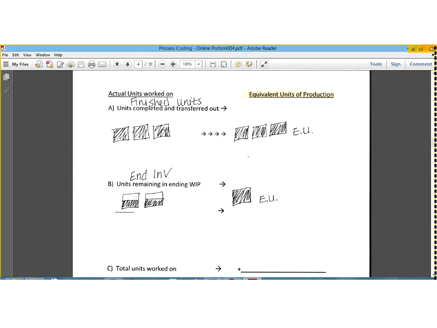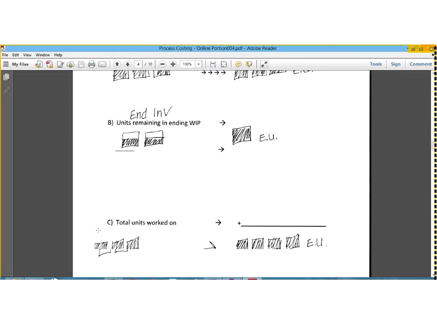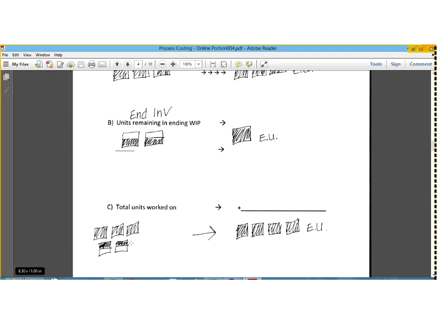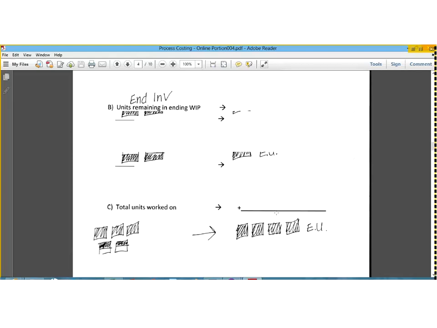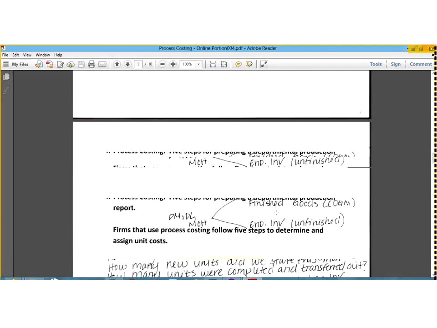So now, what I've turned from apples and oranges into apples and apples. They're on the same level. So now I can say the total units worked on 3 full bottles of orange juice and 2 partially finished bottles of orange juice is the same as working on 4 equivalent units or 4 full bottles of orange juice. Because we have to have that common denominator like I spoke about previously, we're going to use equivalent units. So on the right side of the sheet, I have everything in the same unit, the same measurement.